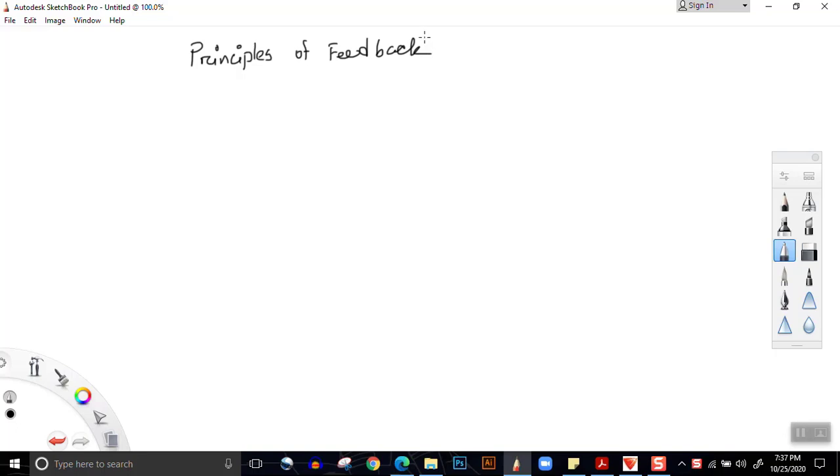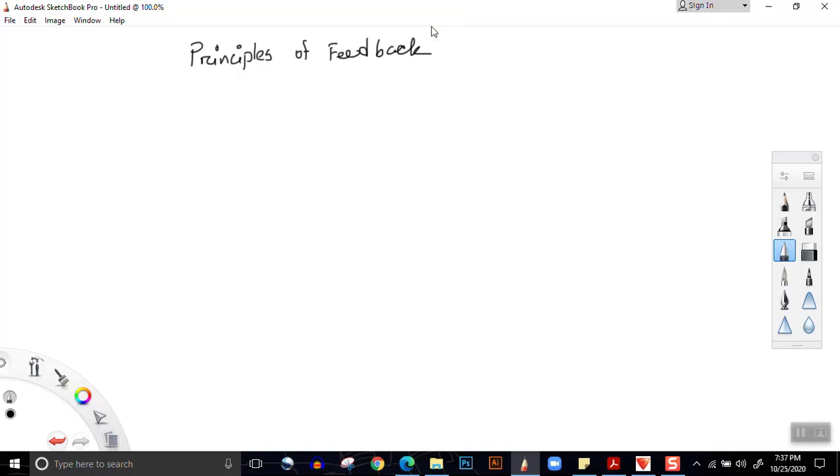Now, as I said earlier, the open loop system causes a problem. That is, if the environment in which a certain thing is operating changes, that is, if a brake is applied or if the system finds any hindrance, then the output changes. But we don't want that. We want a constant speed, for example, or a constant position, or whatever we are controlling.